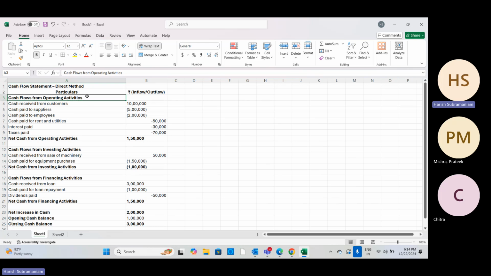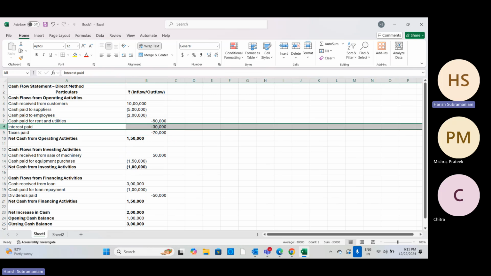So operating activities are the day-to-day activities to run the business. So it has received cash from customers. Cash has been paid to suppliers for the raw materials and all that they have bought. And then cash has been paid for employee salaries, right? Then let's say there is cash for rent and utilities, and whatever other stuff that they have bought. And then there are taxes. Let's just keep it simple.